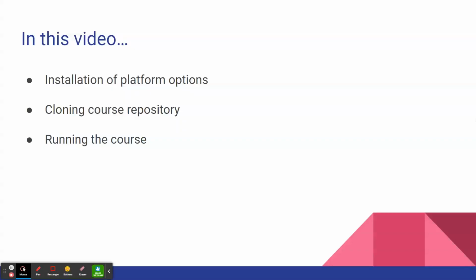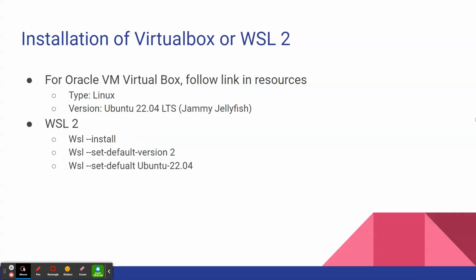In this video, we'll talk about the installation of the different platform options you have, cloning your course repository, as well as running the course. Your options for installing the different platforms are either Oracle's VM VirtualBox or WSL2. For Oracle VM VirtualBox, you'll need to select type Linux and the version Ubuntu 22.04 LTS Jammy Jellyfish, which I will show in a second.